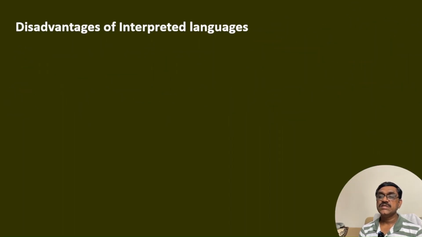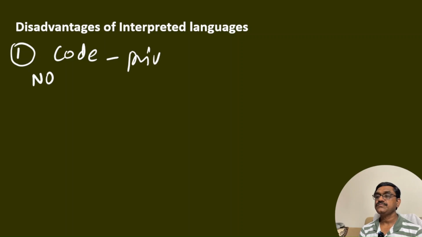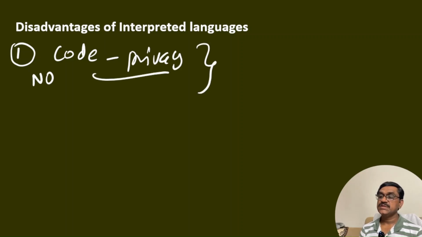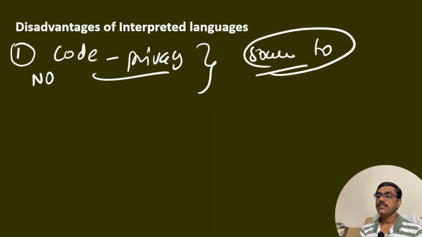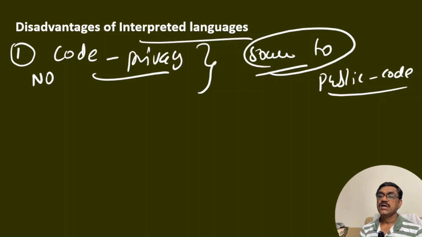After these advantages, next we are moving to the disadvantages. We will see what are the disadvantages of interpreted languages. The first disadvantage is that we are not maintaining code privacy. That means no code privacy. When you use interpreters, the source code is distributed to other systems also, so the code is public code. There is no security for the code when you use interpreted languages. And the second one is slower execution.